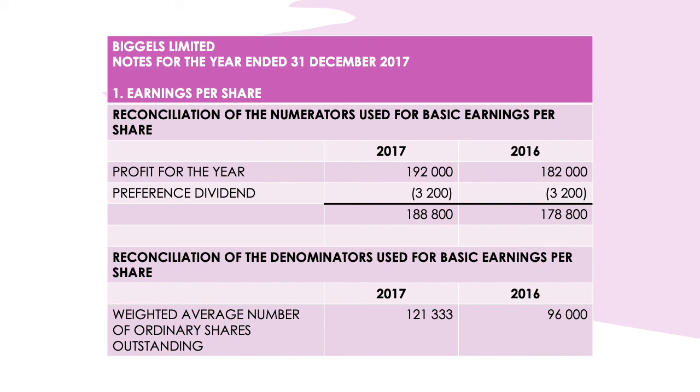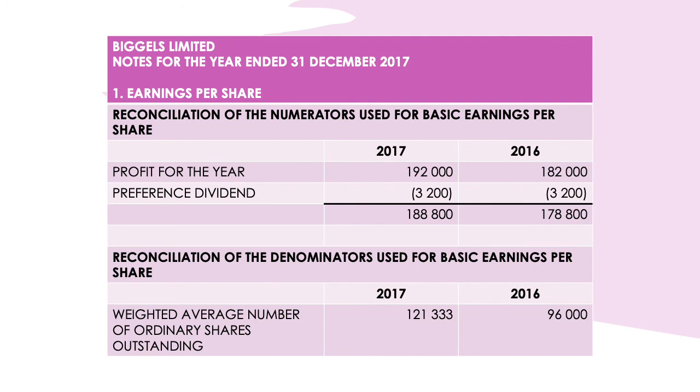So if we first go and look at the reconciliation of the numerators used for the basic earnings per share, we provide the information for the comparative period, being the 2016 financial year, and then you literally perform the calculation of basic earnings. So you start with your profit for the year, you deduct your preference dividend on your non-cumulative shares because they were declared, and if we had had a preference dividend on cumulative shares, because we always deduct that, that would have been deducted too. So that then shows that in 2016, we worked with a basic earnings of 178,800 Rand in order to get the EPS. And in 2017, we worked with an earnings of 188,800 Rand in order to get the EPS. That is then the reconciliation of the numerators used for the basic earnings per share.